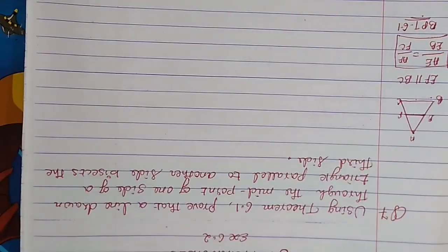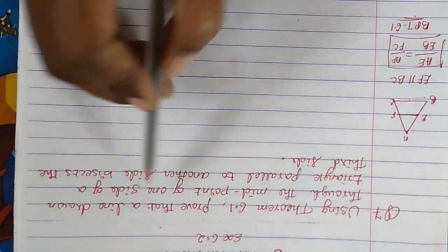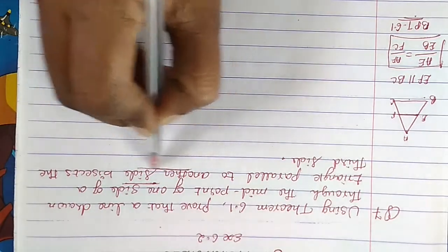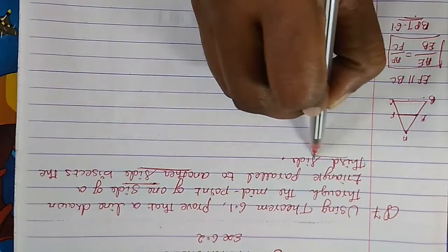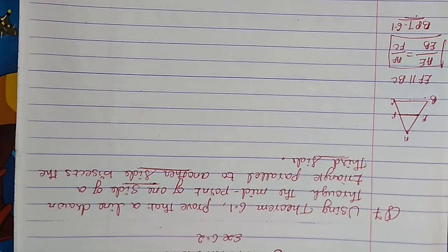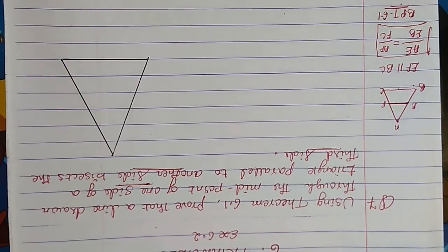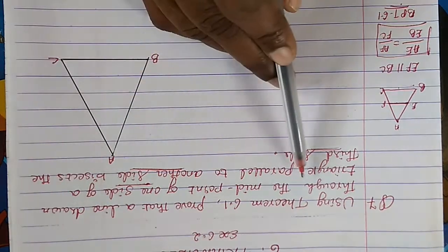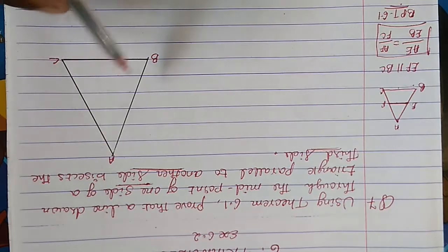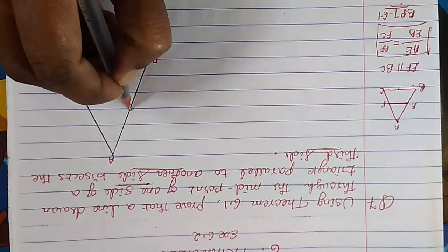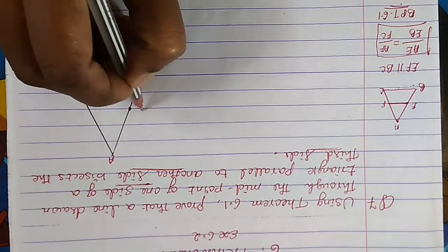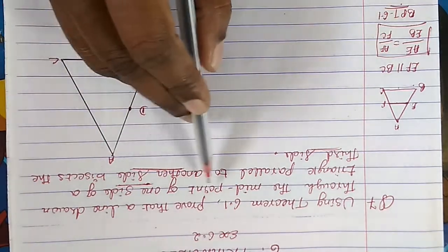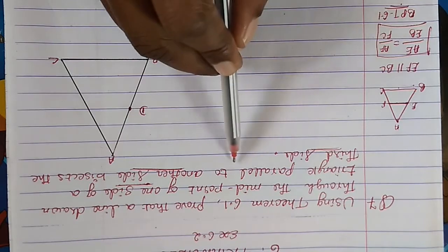What we have to do is prove that a line drawn through the midpoint of one side of a triangle parallel to another side bisects the third side. Let me first draw a triangle, then I'll explain. Let's consider this is a triangle ABC. Now, a line drawn through the midpoint of one side. So any one side we will take the midpoint. Let's consider this is the midpoint of one side of the triangle. I'll name it D.